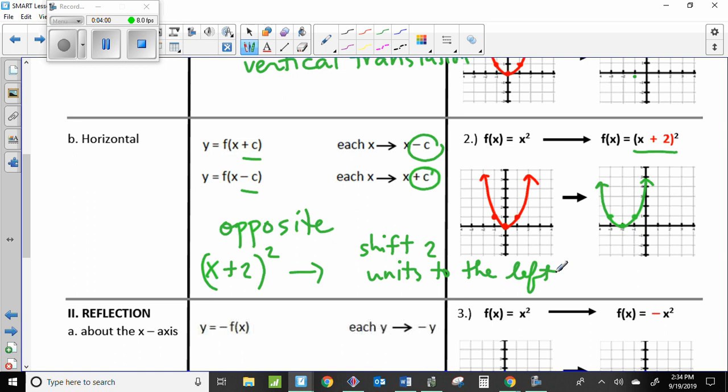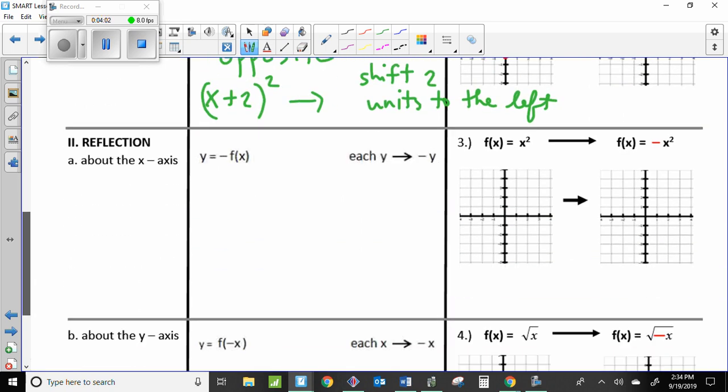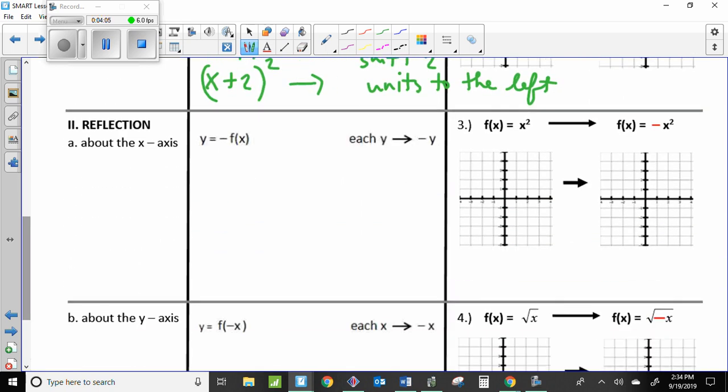Now the next transformation is on reflection. So reflection is effective if you have a negative in front of your function or you have a negative in front of your x. So let's take first the reflection over the x-axis. If I negate the y value, a y value that's positive, if you put in a negative in front of it, it will make the y value become negative. So that's a reflection over the x-axis.